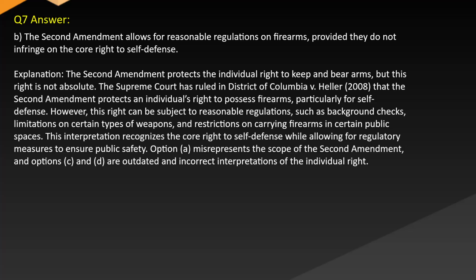However, this right can be subject to reasonable regulations, such as background checks, limitations on certain types of weapons, and restrictions on carrying firearms in certain public spaces. This interpretation recognizes the core right to self-defense while allowing for regulatory measures to ensure public safety. Option A misrepresents the scope of the Second Amendment, and options C and D are outdated and incorrect interpretations of the individual right.